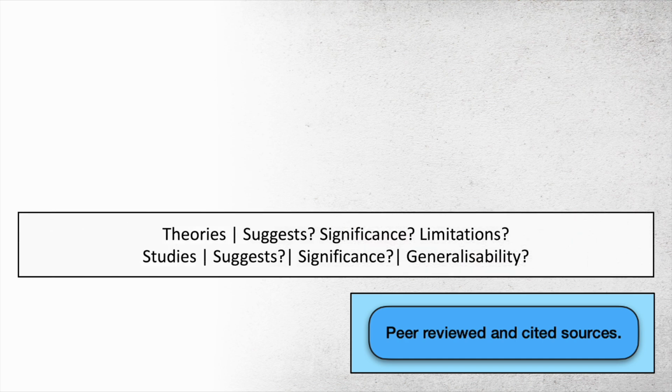You're looking for theories. What do those theories suggest? Why are they significant? What are their strengths? What are their limitations? You're looking for studies in your field. What does the evidence from the studies suggest? Why is it significant? Think about generalisability, reliability, validity.